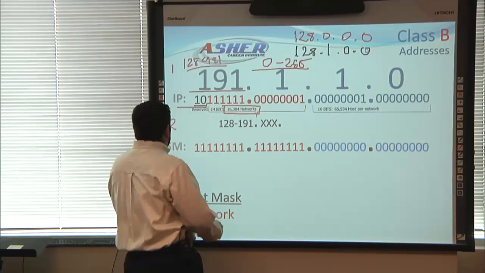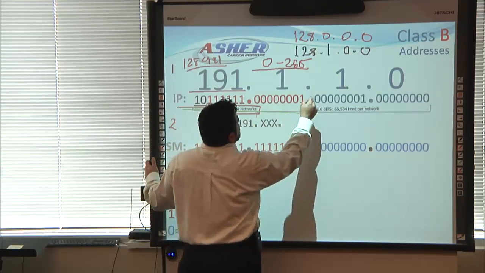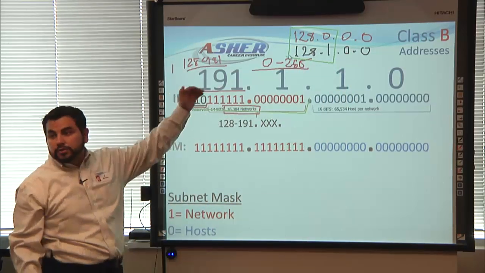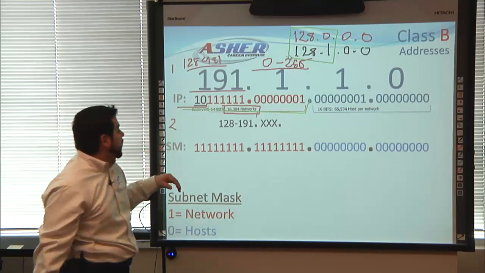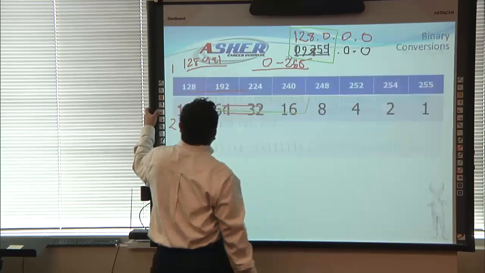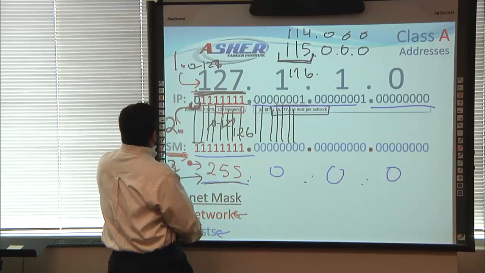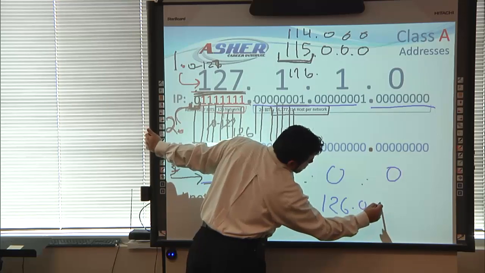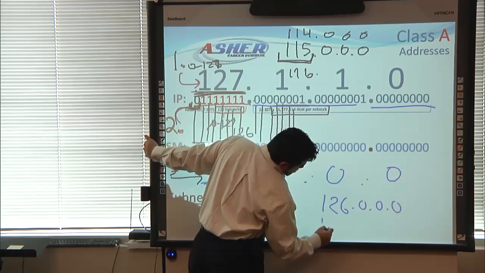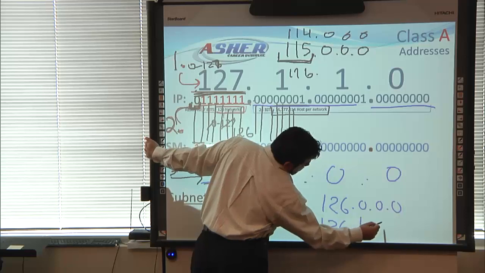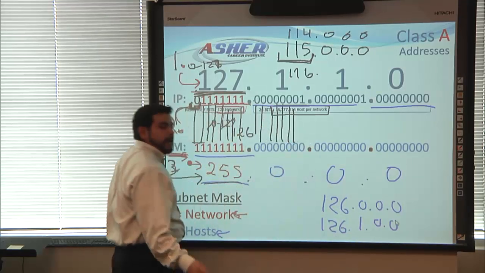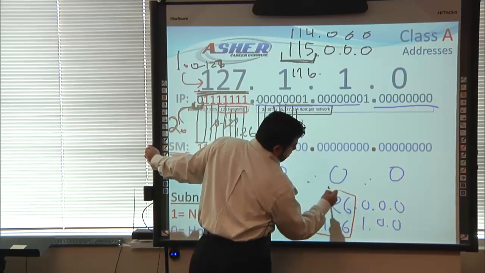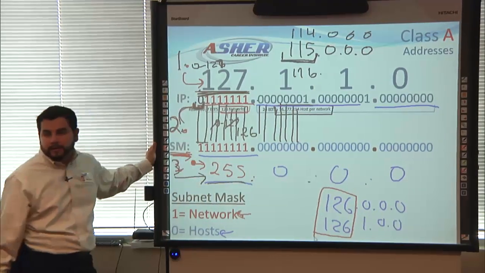Because remember, in a Class B network, the first 2 octets are the network. So those are two separate networks. They're not talking to each other. Unlike in a Class A, here's a Class A. In the Class A, the 126.0.0.0 network and the 126.1.0.0 network are actually the same network. Because in a Class A, only the first portion makes the network.